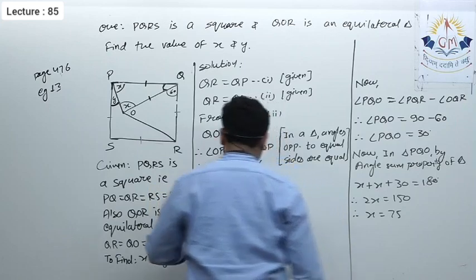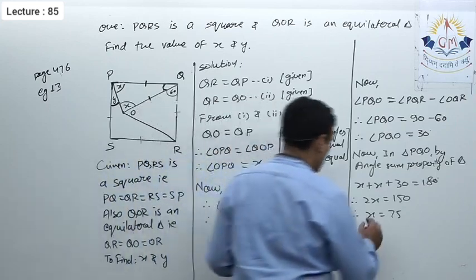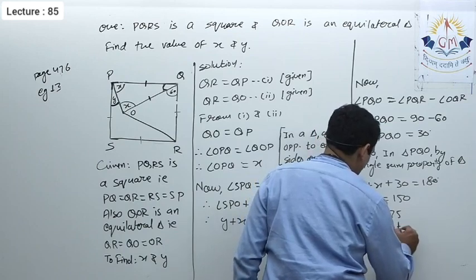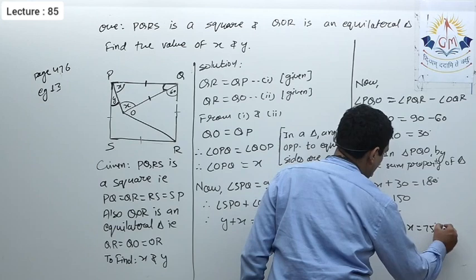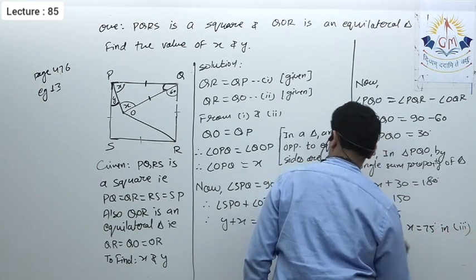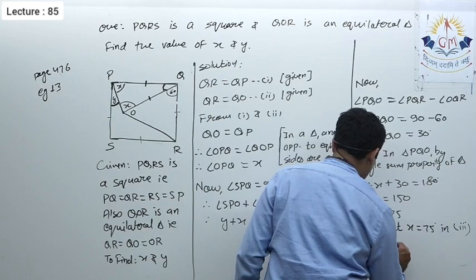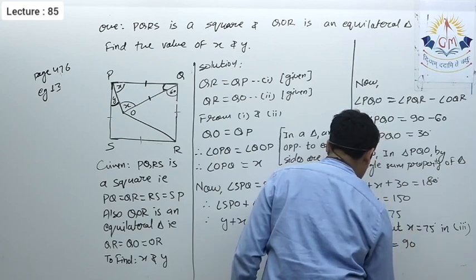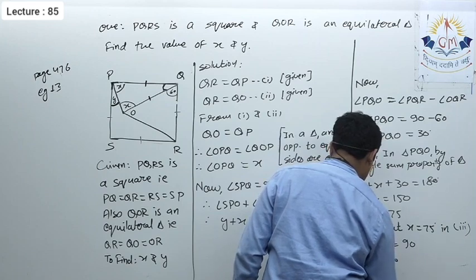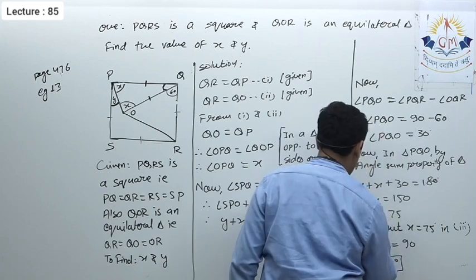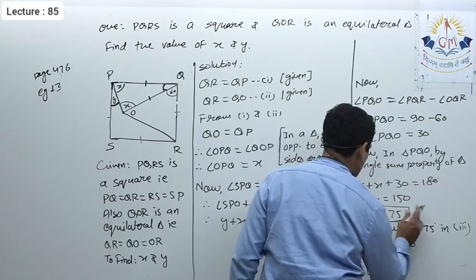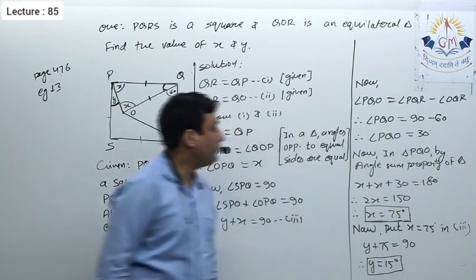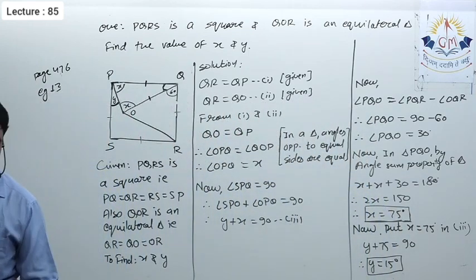Now what I will do, I put the value of x in the third equation. Put x equal to 75 degrees in third. So y plus x is equal to 90, sorry, y plus 75 equal to 90. Therefore y is equal to 15. So here I got the value of x and y both. Okay, so please note it down, then we'll see the next question.